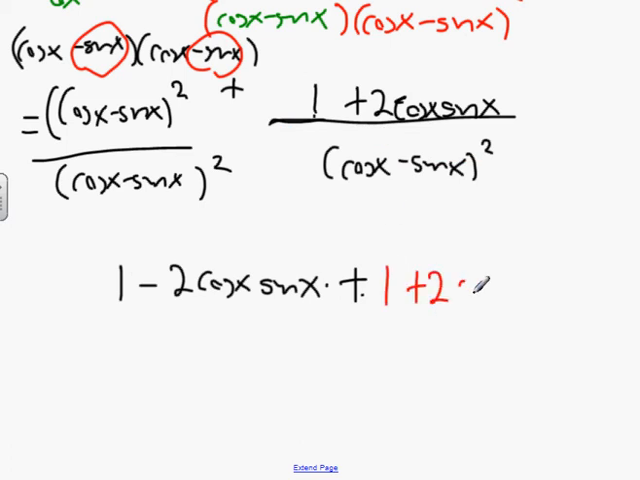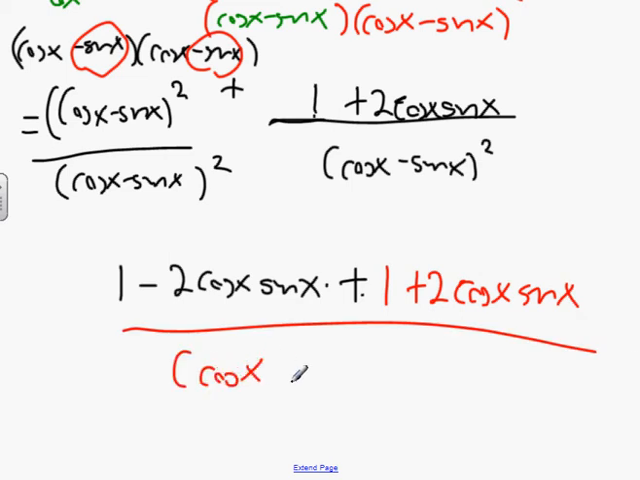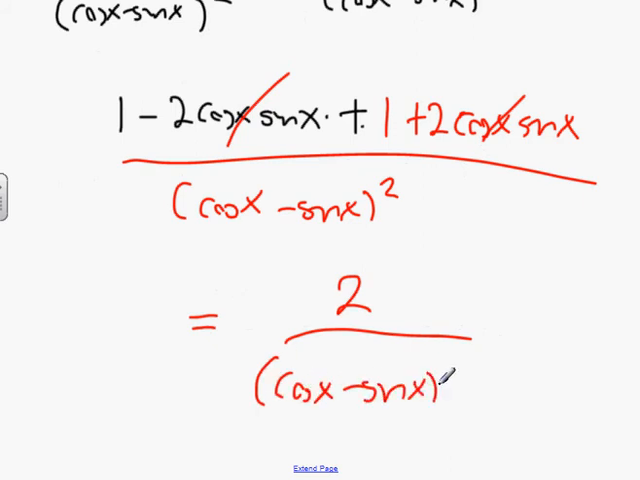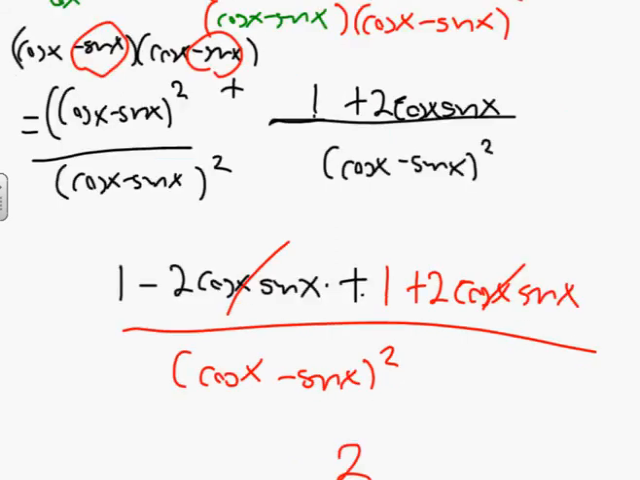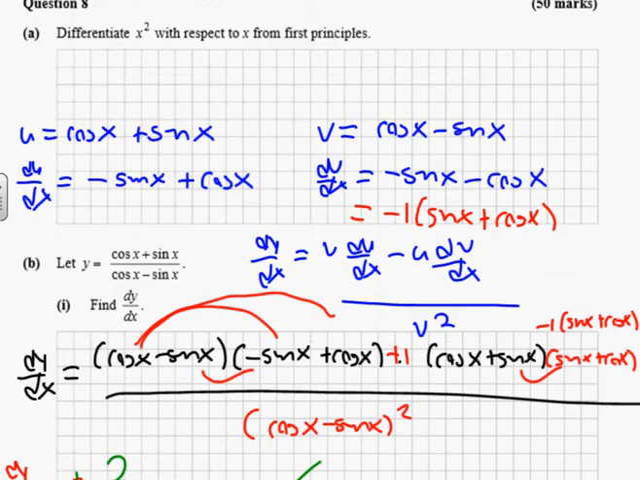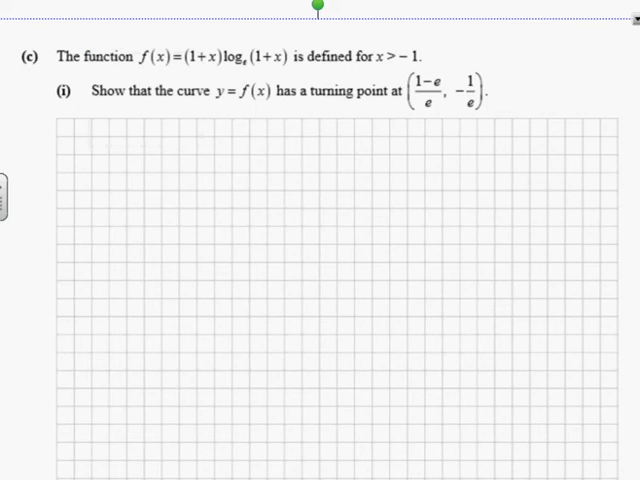1 plus 2 cos x sin x all over (cos x minus sin x) squared. The 2 cos x sin x terms cancel. We're going to get 2 over (cos x minus sin x) squared. So we can prove that dy/dx is 1 plus y squared. So hence 1 plus y squared equals dy/dx. Hence dy/dx equals 1 plus y squared. Turns into the same thing. Okay, so next one.